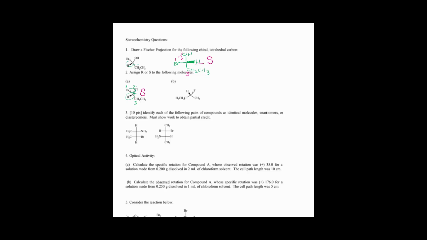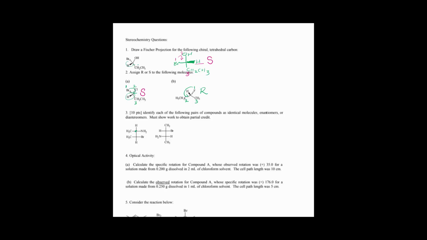For number 2B, we have our heteroatom, which gets 1. We have a CH2, which has a higher priority than CH3. H is coming out towards us. We are rotating counterclockwise. Since H is coming out towards us, this is an R configuration. For number 3, we are going to identify identical, enantiomer, or diastereomer. So what we have here, well, it looks like we're going to have to assign R and S.